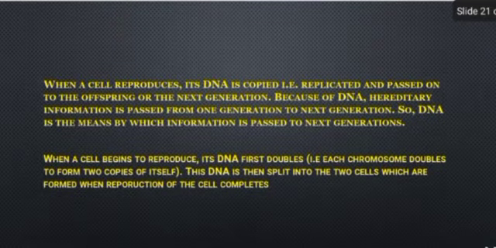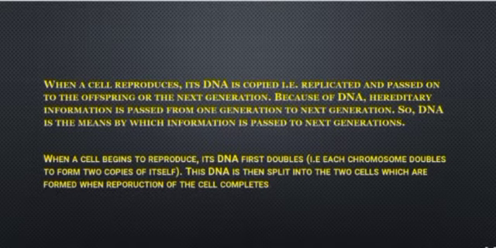When a cell reproduces, its DNA is copied, that is replicated, and passed to the offsprings or to the next generation. Because of DNA, hereditary information is passed from one generation to the next generations. So DNA is the means by which information is passed to next generations. So already we have discussed, right? DNA is carrying a lot of information and traits, etc., which needs to be passed to the offsprings.